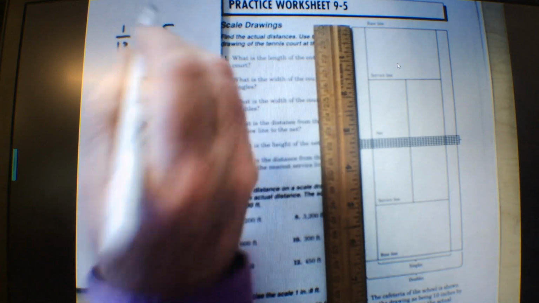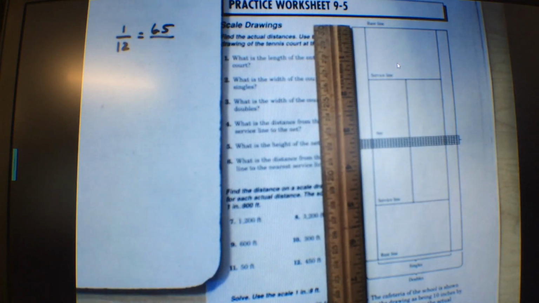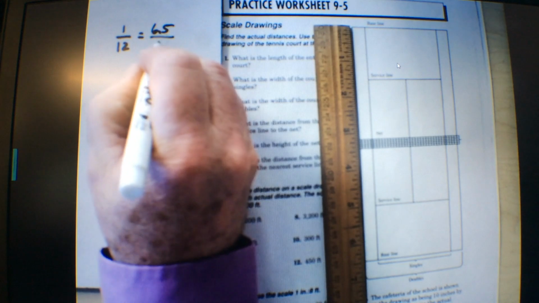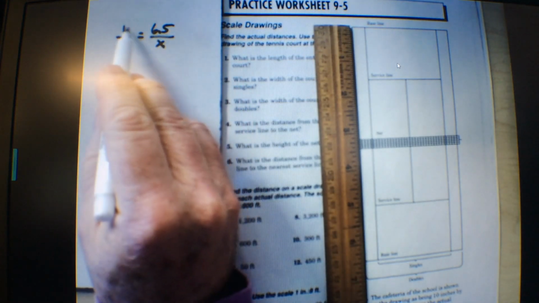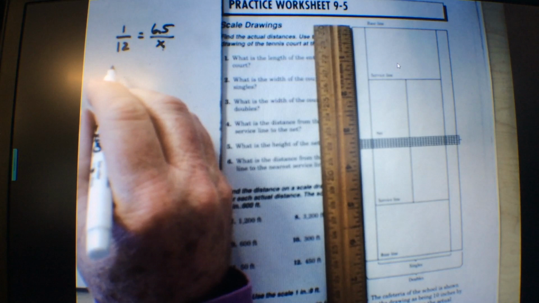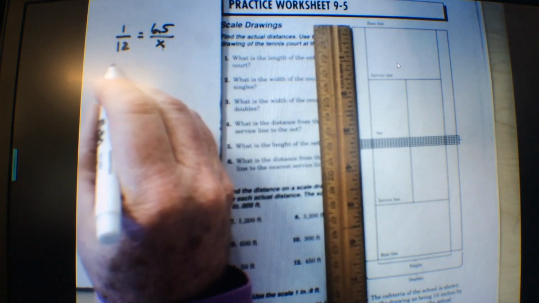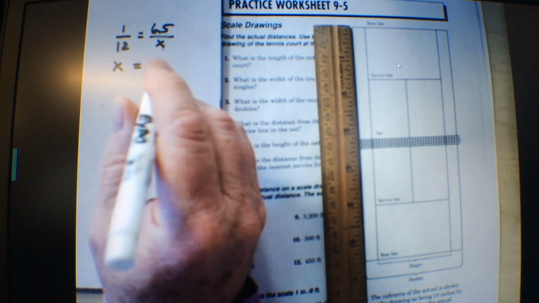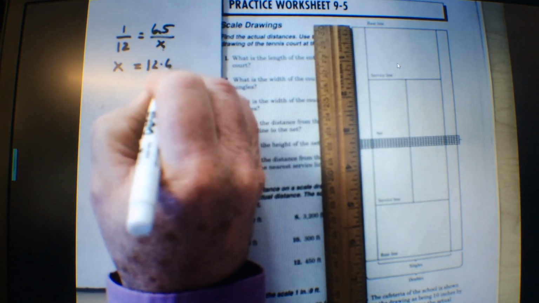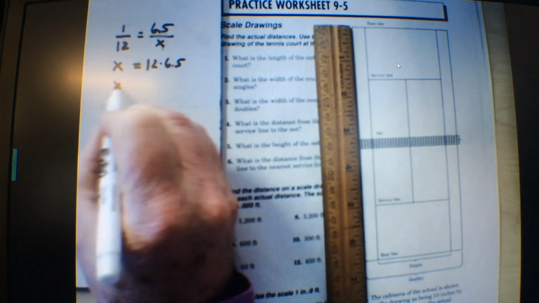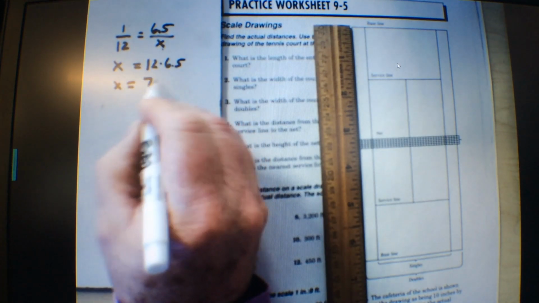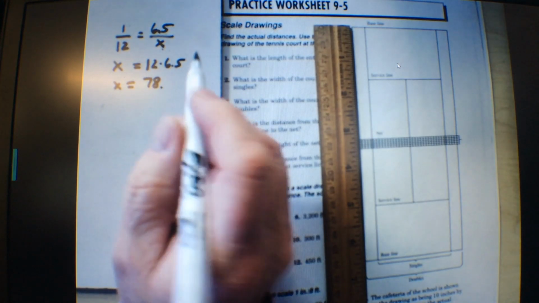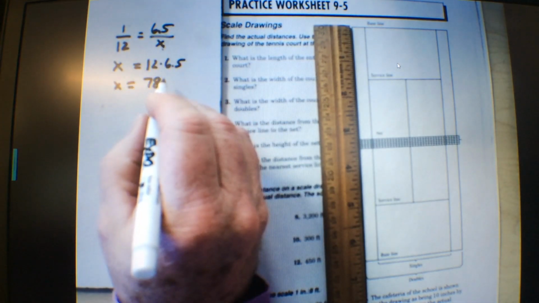You want to tell me why again? Because inches are on top, correct? What goes on bottom? X. Alright. So now I cross multiply using the cross product rule. 1 times x is x. Can I just put x then? Are you okay with that? Yeah. And I take 12 times 6.5, correct? So I get x equals what? 78. Point? Or is it even? It's even. It's 78, and my label is what?